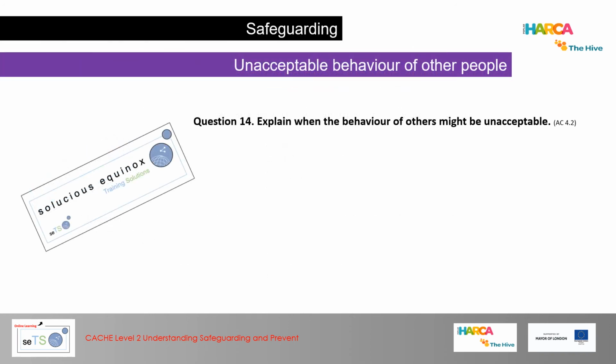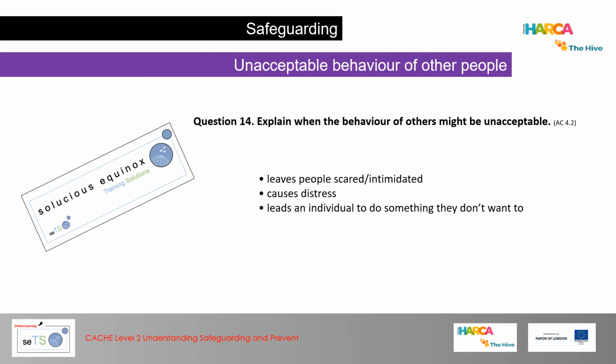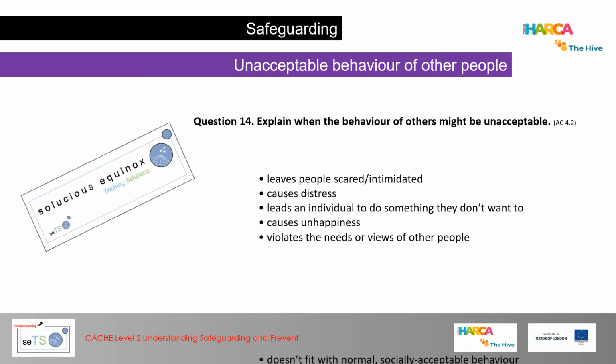Question 14 is asking you to explain when the behaviour of others might be unacceptable and when it leaves them scared and intimidated, causes distress, leads an individual to do something they don't want to, causes unhappiness, violates the needs or views of other people, and doesn't fit in with normally socially acceptable behaviour. So I want to see some details surrounding these elements, please.